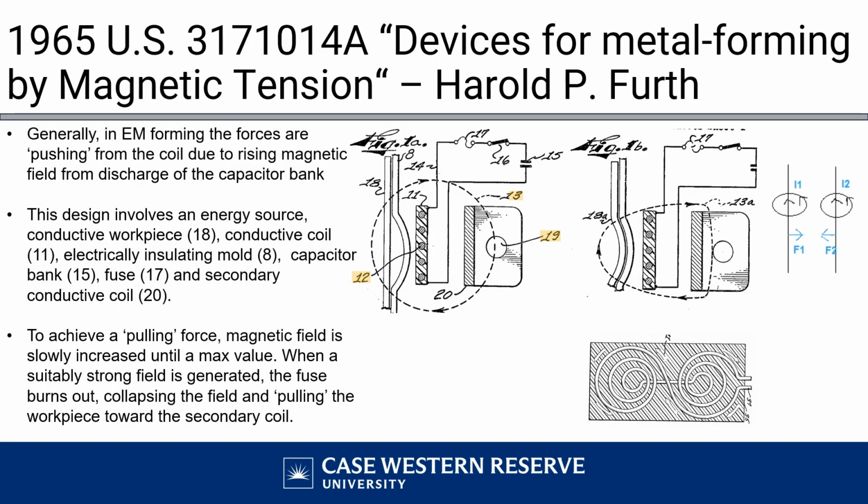The way described to create an attractive force between the inductive coil and the workpiece is to slowly increase the magnetic field until the field is suitably strong and the workpiece is saturated, at which point a fuse is triggered, stopping the current flow through the coil, collapsing the magnetic field, and causing eddy currents in the workpiece. Simultaneously, a current flow is induced in a secondary coil in the same direction as the eddy currents in the workpiece, causing an attractive force between the two conductors.